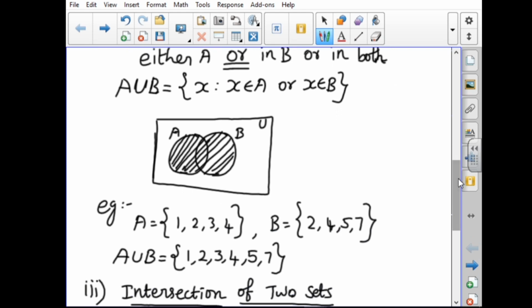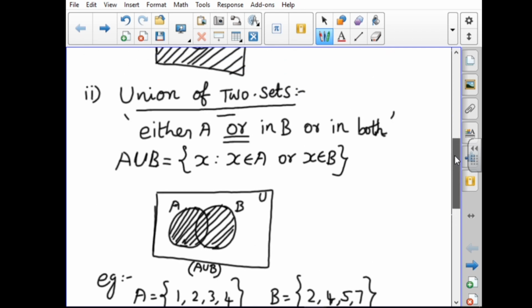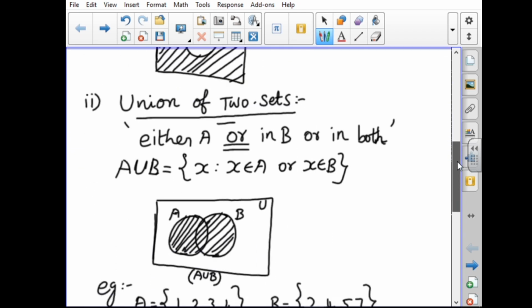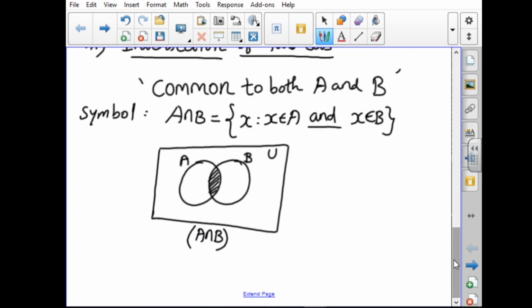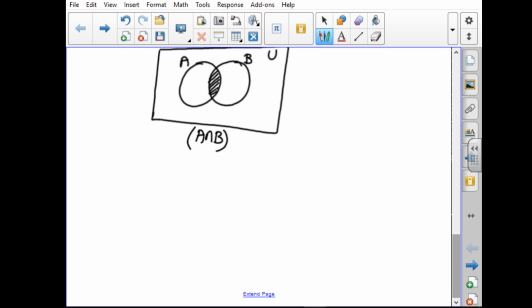This is for A union B. This is for A dash. This is A intersection B. Okay, in numbers.